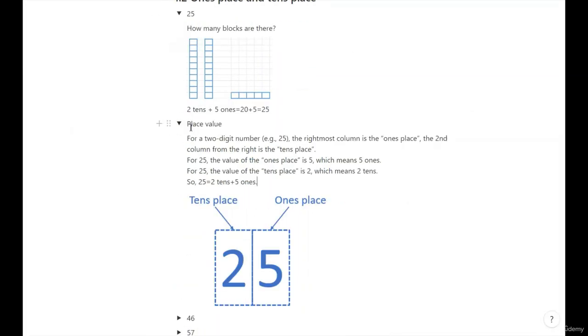Now let's have a look at the place value. For two digit numbers, for example 25, the rightmost column is the ones place, and the second column from the right here is the tens place. For 25, the value of ones place is 5, which means 5 ones, and the value of tens place is 2, which means 2 tens. So 25 is 2 tens plus 5 ones.